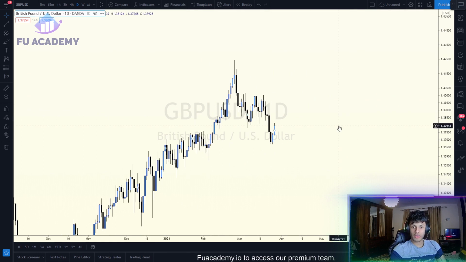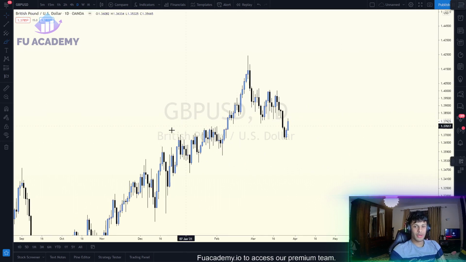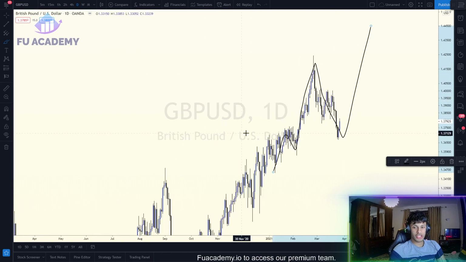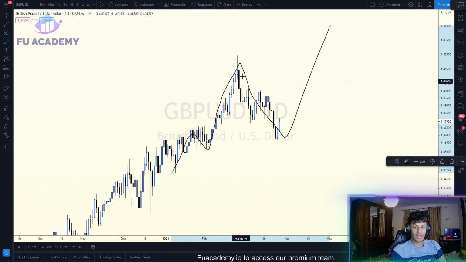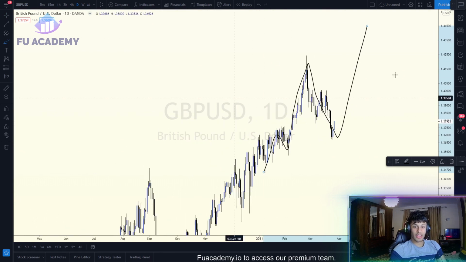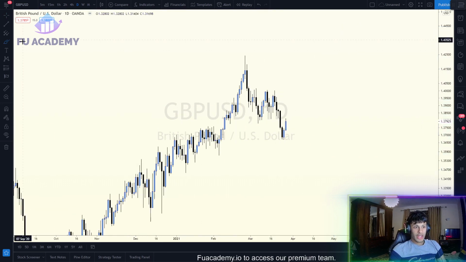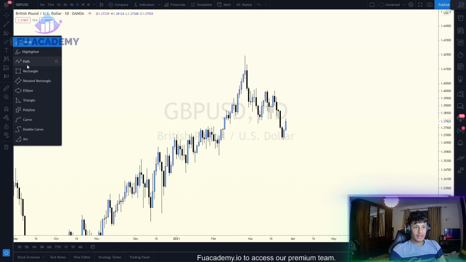So one of the first things here I'll do is identify my market structure. I can clearly see that I am bullish on GBP USD. We're creating these higher highs, pulling back, going for another high. It's clear. Once again, we can see right here that this is our buyer's zone.